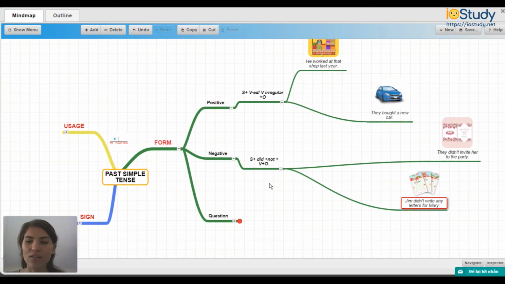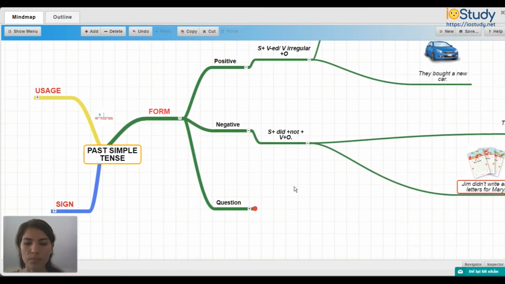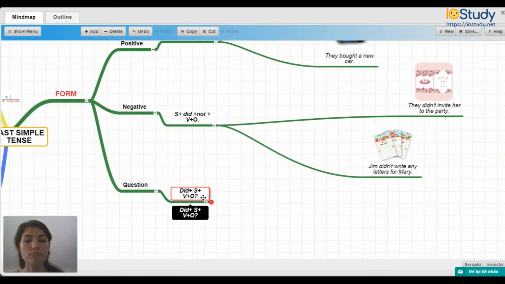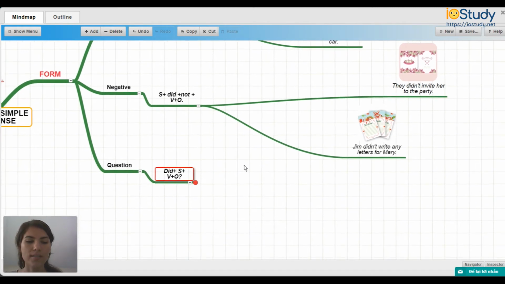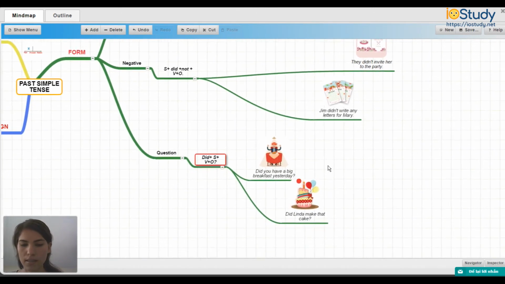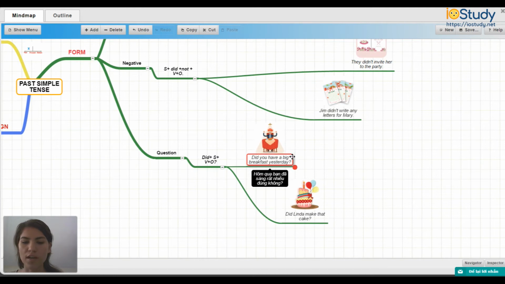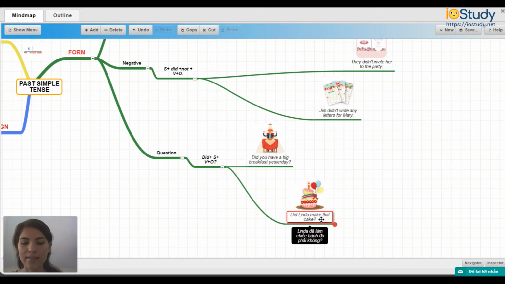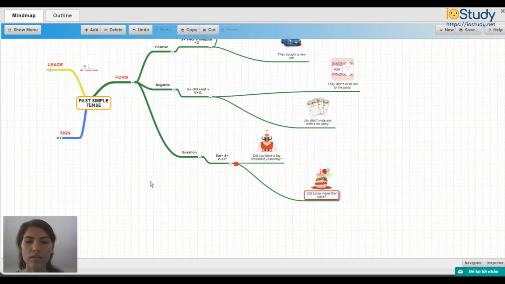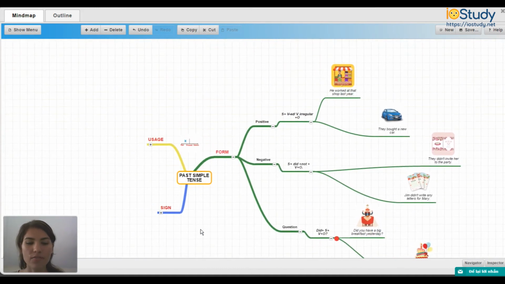Okay, so now let's go on to the question form. Questions follow this form. Did plus subject plus verb plus object. So for example, did you have a big breakfast yesterday? And did Linda make that cake? Okay, so you can see that all of these follow the form did plus subject plus verb plus object in a question. So here we have the mind map for form.